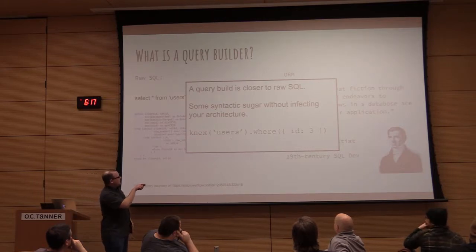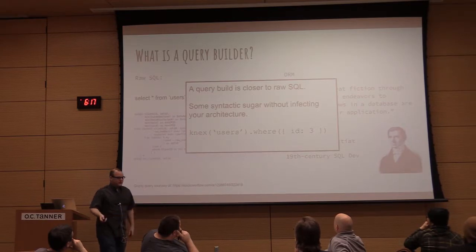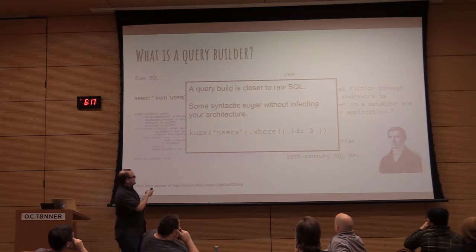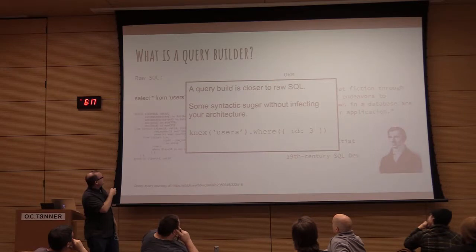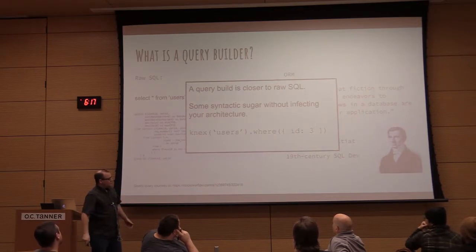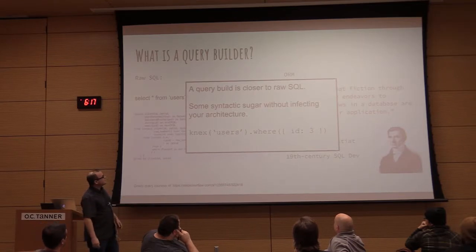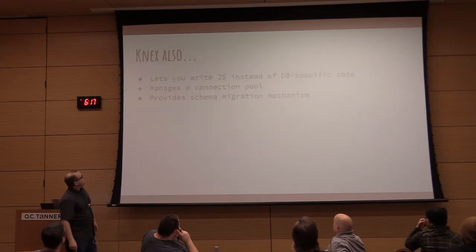And so here's an example. This would roughly translate to select star from users where the ID is equal to 3. Instead of writing SQL, which I may not be terribly familiar with, I can write JavaScript, which I am familiar with. And that's one of the nice things that it does. So that's why you might want to use knex, but it does other things as well.